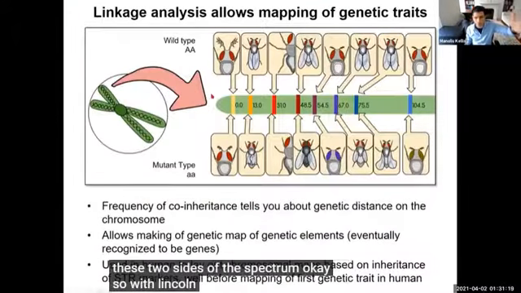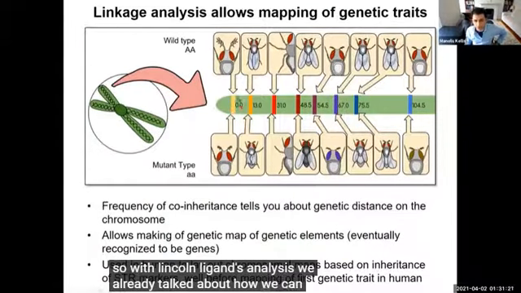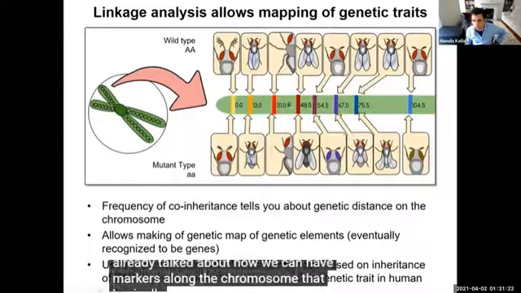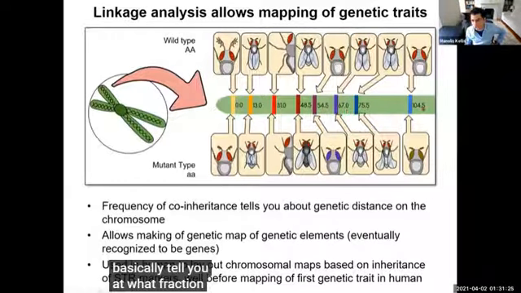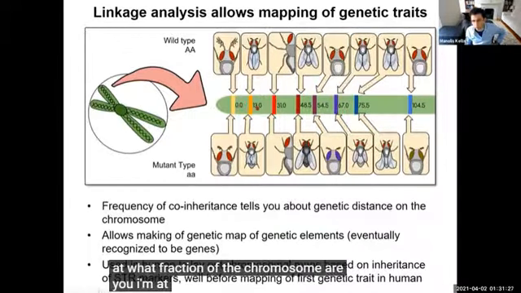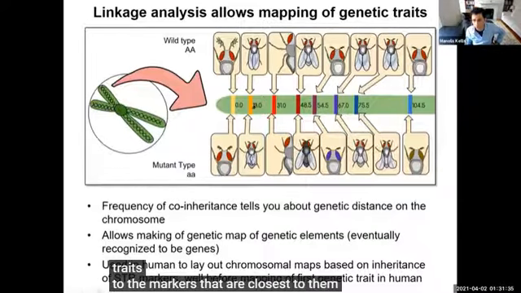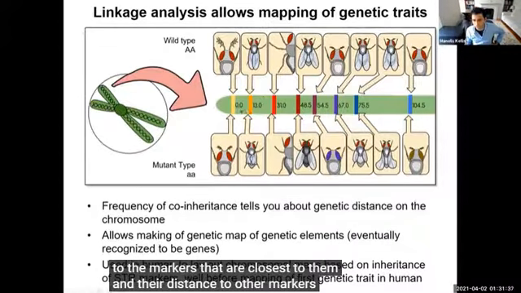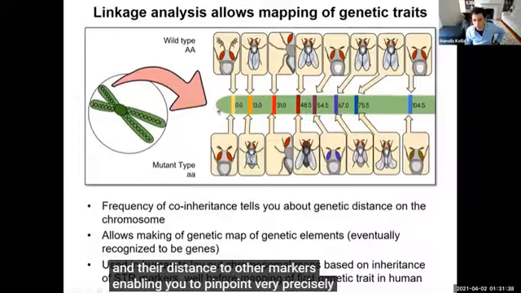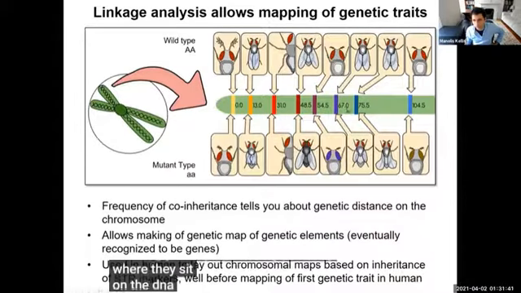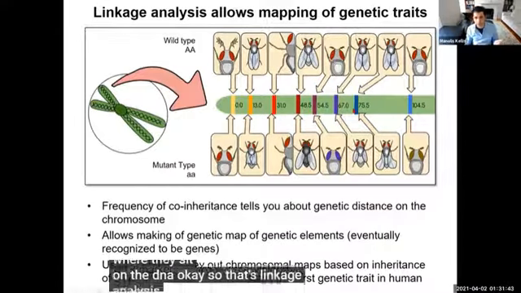Okay. So with linkage analysis, we already talked about how we can have markers along the chromosome that basically tell you at what fraction of the chromosome are you. I'm at 13%, 48%, 54%, etc. And then you can map different traits to the markers that are closest to them and their distance to other markers, enabling you to pinpoint very precisely where they sit on the DNA. Okay, so that's linkage analysis.